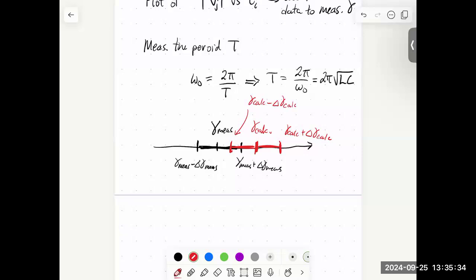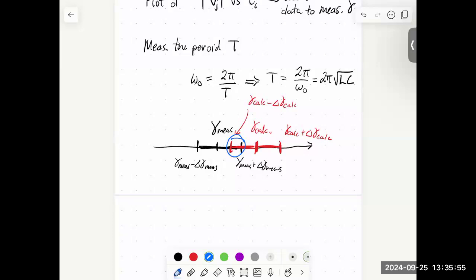And if you have overlap between your ranges of uncertainty, you would say that your calculated or your expected and your measured values agree. But if this red one was, say, shifted over here so that there was no overlap, then you would say they don't agree with one another.